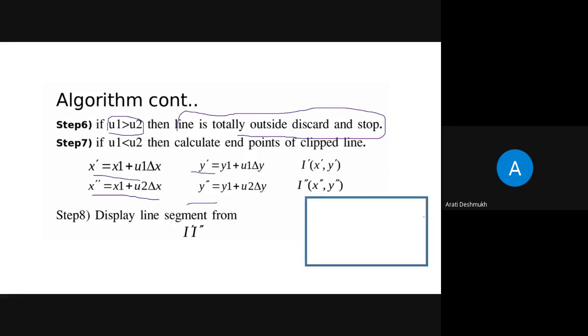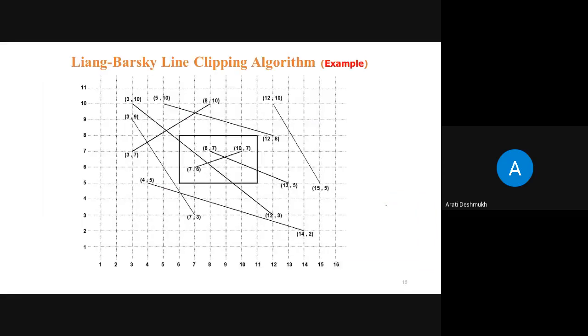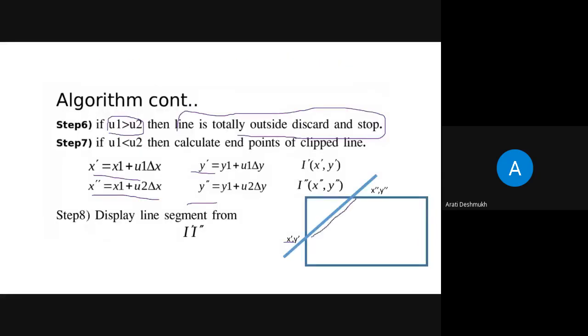Means there is a window, and this is the line where we want to find out x1, y1 and x2, y2. After that, only the visible part remains like this, and outside that window we remove it. So there is a point I, where I is x dash, y dash, and I double dash is x double dash, y double dash. This is the Liang-Barsky algorithm.